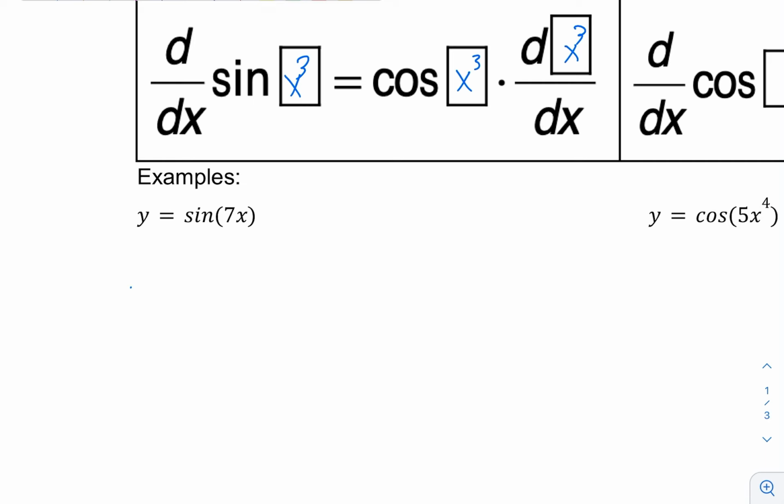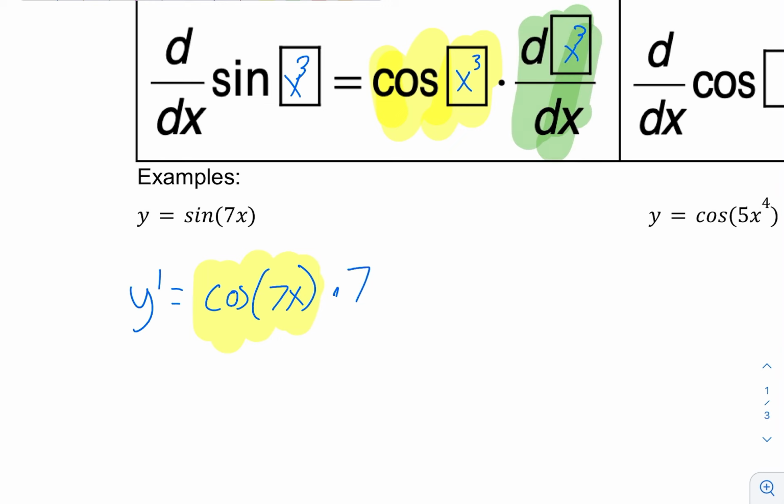So our example down here, we have y prime equals sine of 7x. So y prime would be cosine of 7x. And then we multiply by the derivative of that inner piece, so 7. So remember, the derivative of sine is cosine of that same piece. And we're multiplying that by the derivative of that inner piece. So the derivative of 7x is 7.